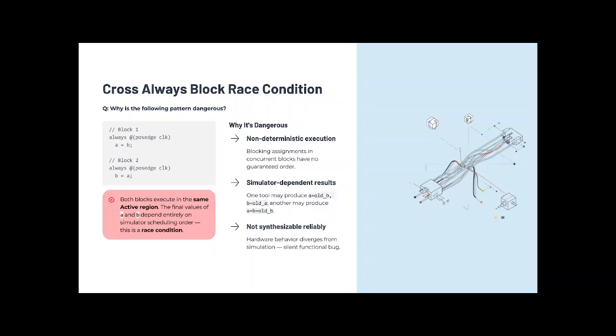Both blocks execute in the same active region. We are using blocking assignments here. So both will execute in the same active region, and here the order is not defined at all. So this creates a race condition. That's why it is dangerous. It is non-deterministic execution, and simulator-dependent results are possible, and it is not reliably synthesizable, right? So the final value depends on simulator scheduling, hence unsafe.